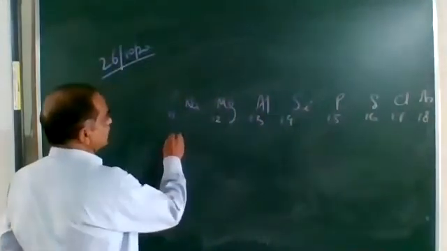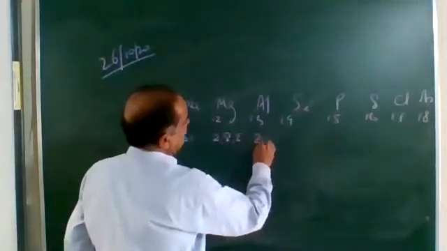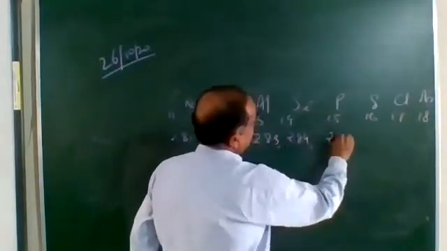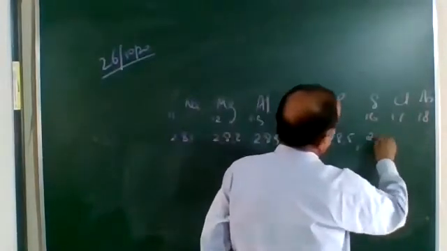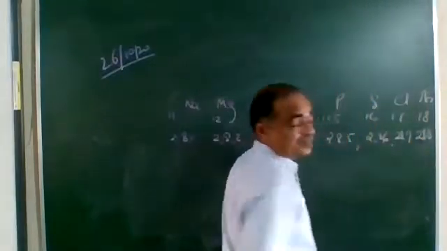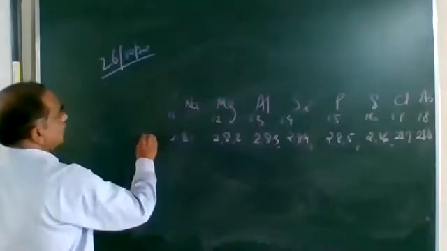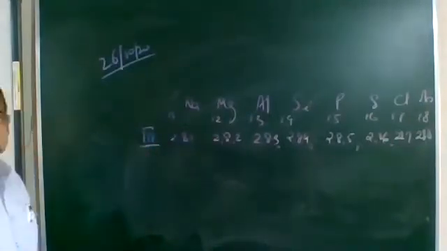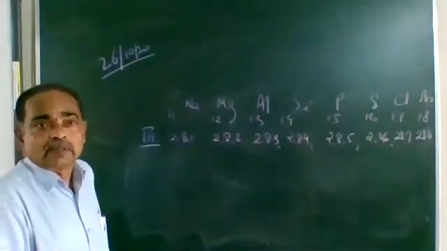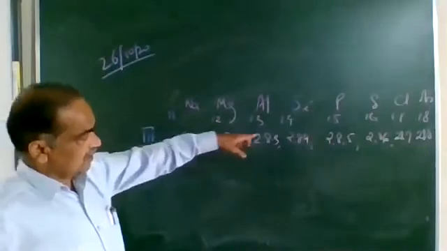Electronic configuration, this is 2, 8, 1, this is 2, 8, 2, this is 2, 8, 3, this is 2, 8, 4, 2, 8, 5, 2, 8, 6, and 2, 8, 7. Is it clear? So what we are studying is period number 3. The first property is that period number is equal to number of shells. Since each has 3 shells, this is period number 3.